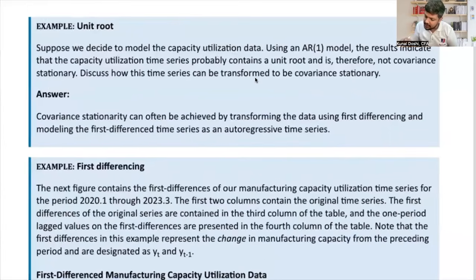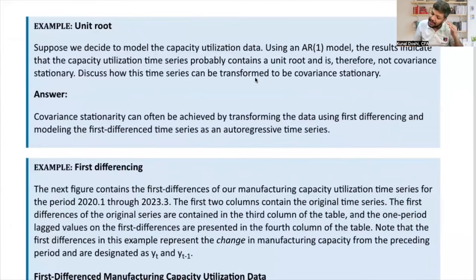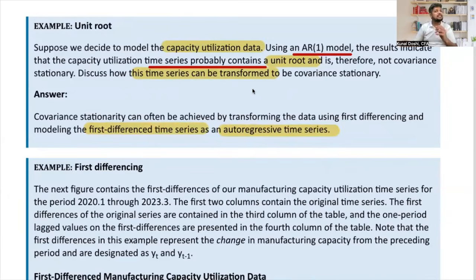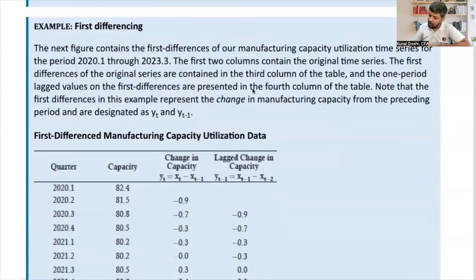Okay. So see this. Suppose we decide to model the capacity utilization data that we just did, using an AR model, and the results indicate the capacity utilization time series probably contains a unit root. So that means it is not covariance stationary, right? So discuss how this time series can be transformed. Well, we can transform using the concept of first differencing. What is first differencing? Yes, we just know the name, right? How is that done? Let us see, everyone.